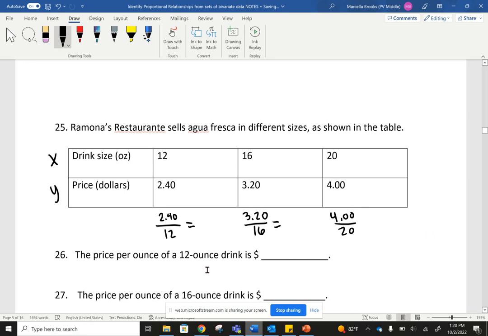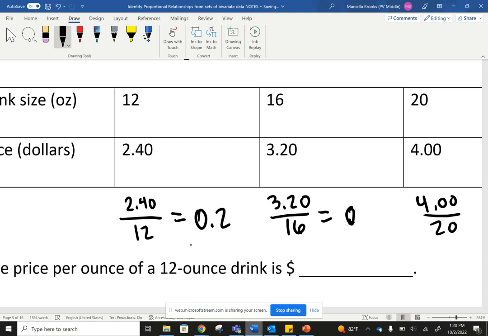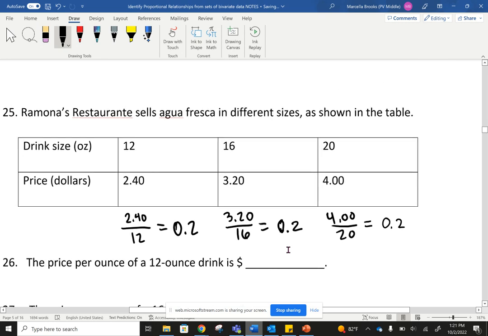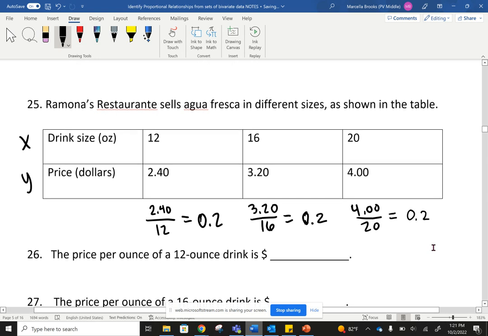So 2.40 divided by 12 is 0.2. 3.20 divided by 16 is also 0.2. And then 4 divided by 20 is also 0.2. So 0.2, another way to write it is 20 cents because we're talking about money. So the price per ounce of a 12-ounce drink, that's right here, is 0.2 or 20 cents.